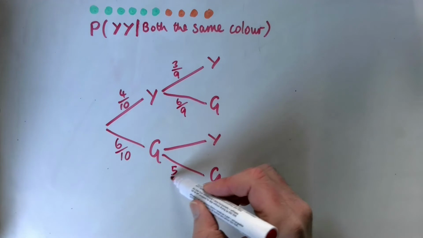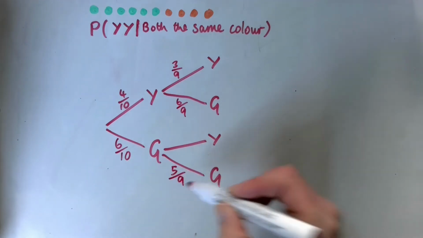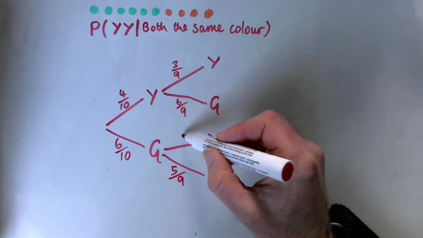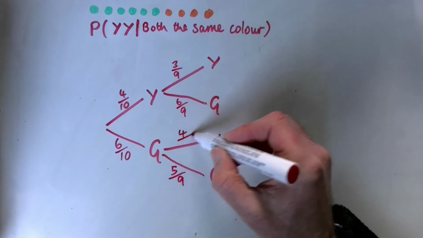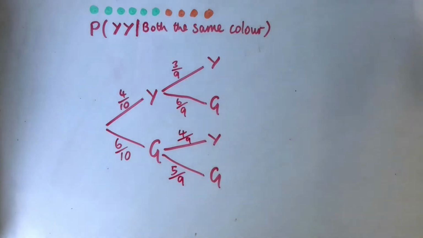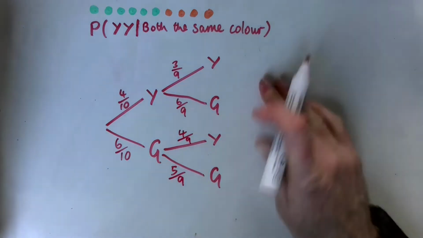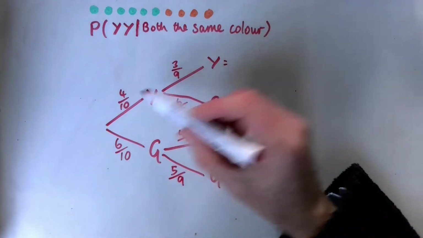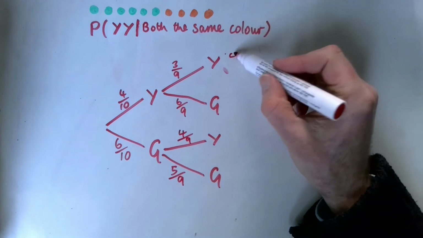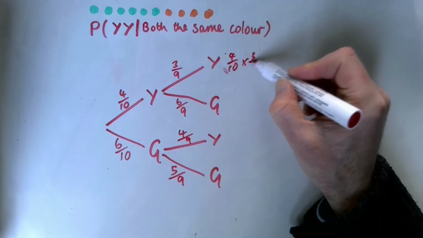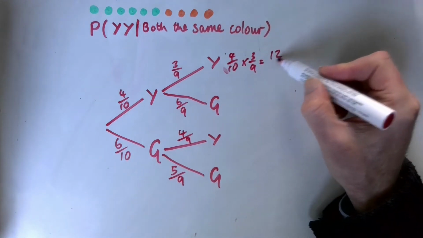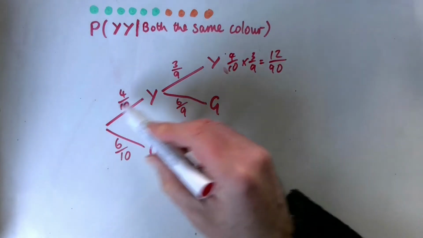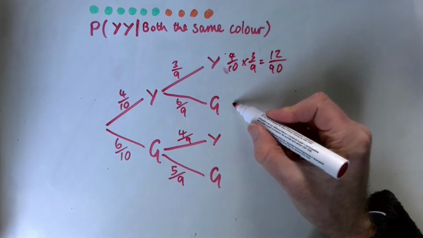Then to have a second green, you've only got 5 left, and at that point you've still got 4 yellows, so you get 4 out of 9. Now what I would do is just work out all of these for now. 4 over 10 times 3 over 9 is 12 over 90, so we're multiplying the fractions here.